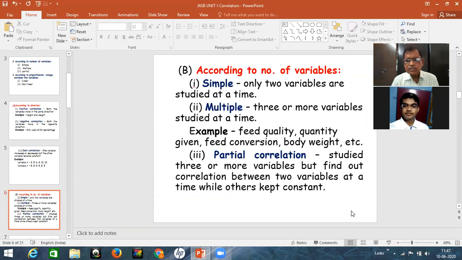And the partial correlation. In case of partial correlation, it is also the correlation between three or more variables, that means more than two variables are involved. But in this partial correlation, we find out the correlation between two variables at a time, while the other variables are kept constant. So this is called the partial correlation.